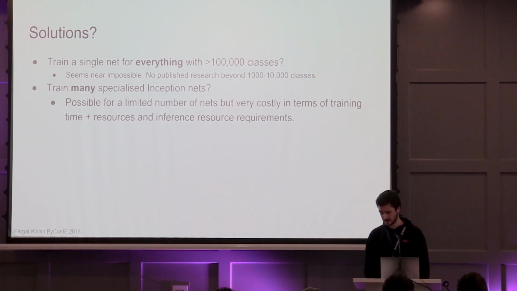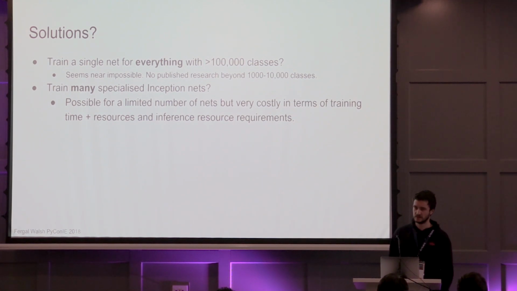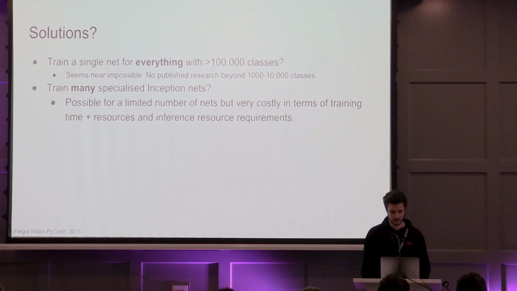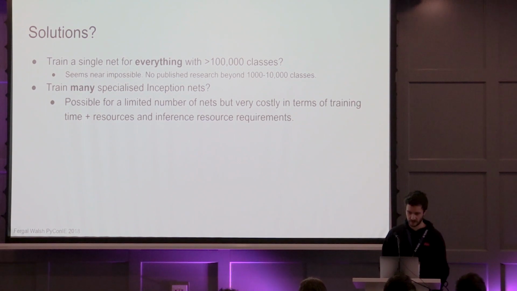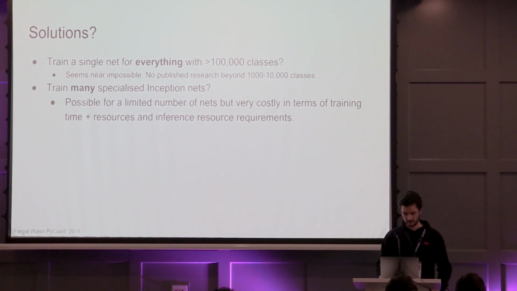Because the problem with this is that as you have more classes, it takes longer and longer to train, and training requires GPUs. And GPU instances are expensive. And then at inference time, each of these networks takes up quite a lot of memory. So about 700 to 800 megabytes per net, and then each net can only predict one image at a time. So as you scale out, that's an awful lot of RAM taken up.